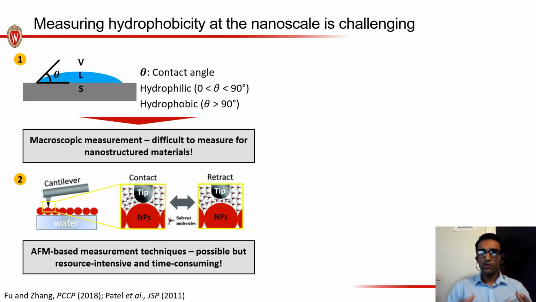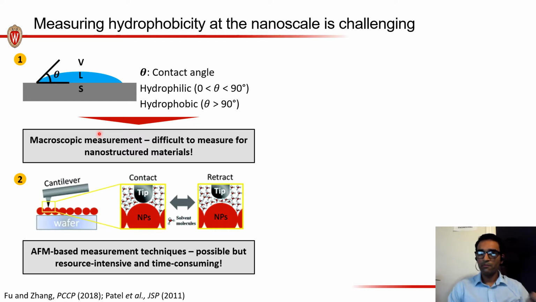So the question is, how do you measure how hydrophobic or hydrophilic a surface is? And classically, what people have been doing is looking at contact angle measurements. So you have a surface here, and you let a droplet of water form on the surface, and then you measure the angle theta between the surface and the interface of the water. And if your theta is between 0 and 90, you say that the surface is hydrophilic, and if your theta is greater than 90, you say that your surface is hydrophobic.